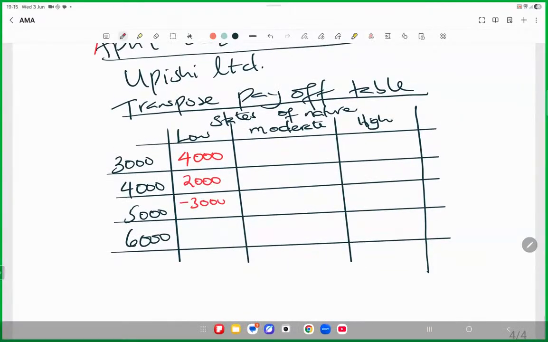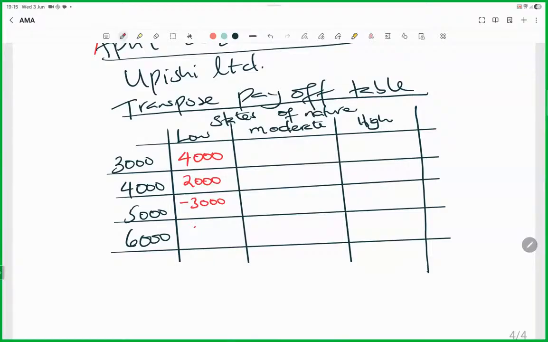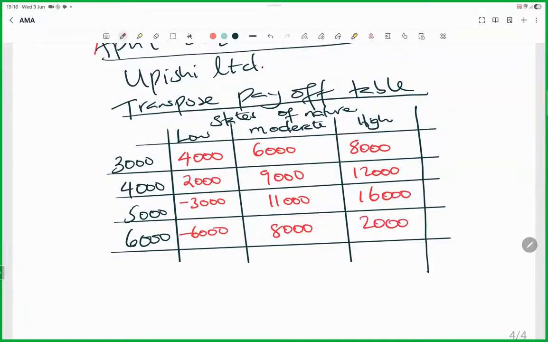Negative 3,000, negative 6,000. So row number 2 becomes column number 2. So what do we have there? 6,000, 9,000, 11,000, 8,000. Everything positive, isn't it? Then the last row becomes the last column, which is 8,000, 12,000, 16,000 and 20,000. Thank you so much.